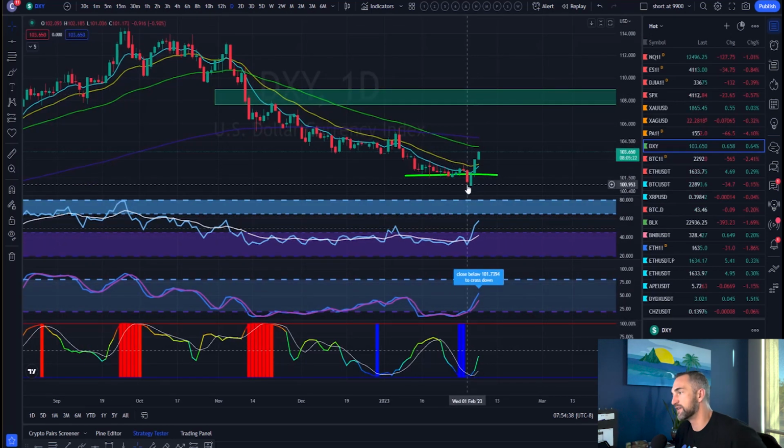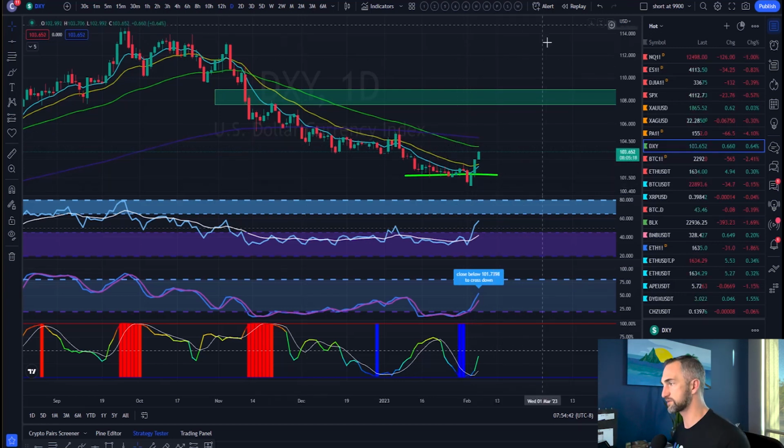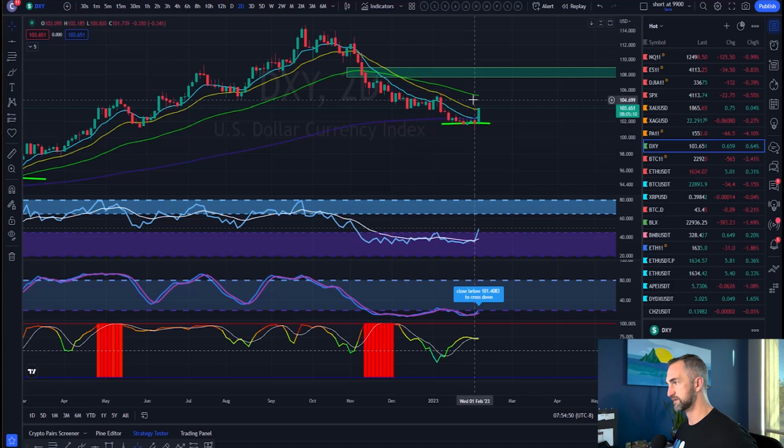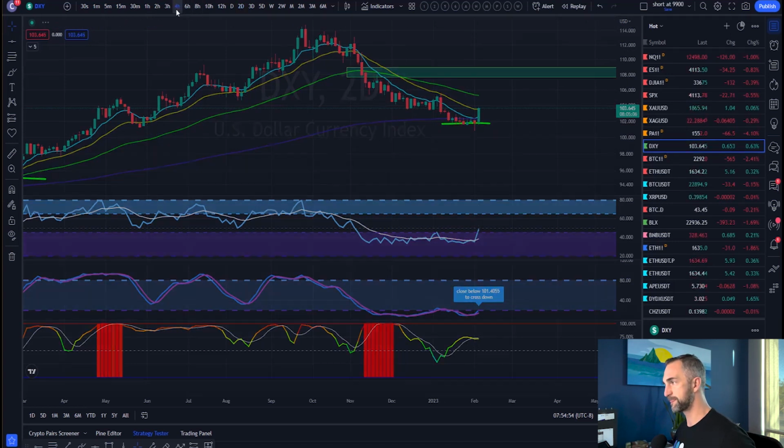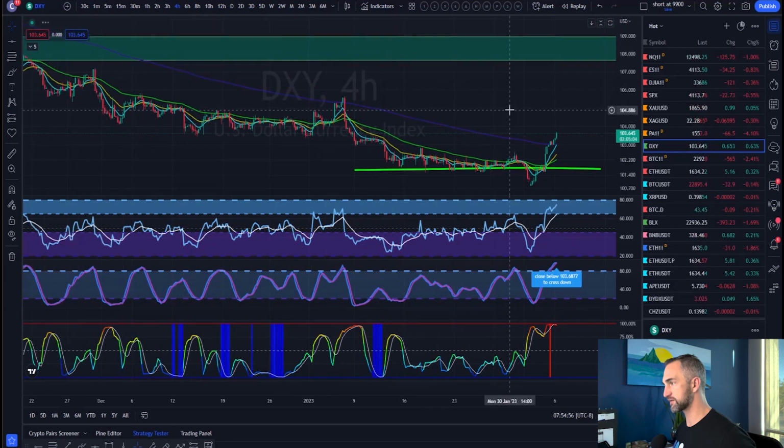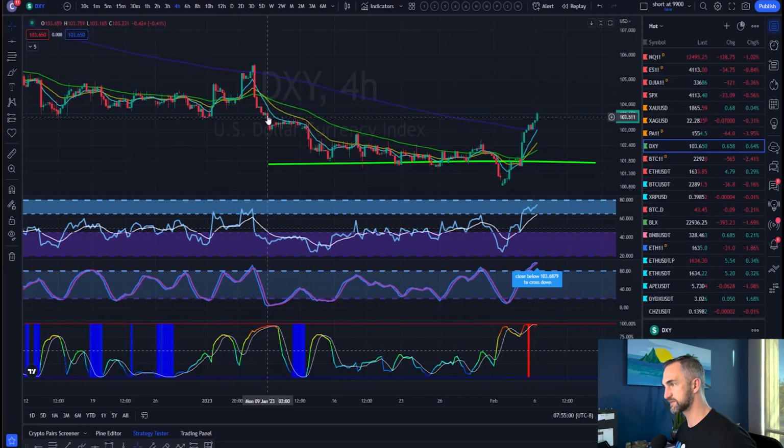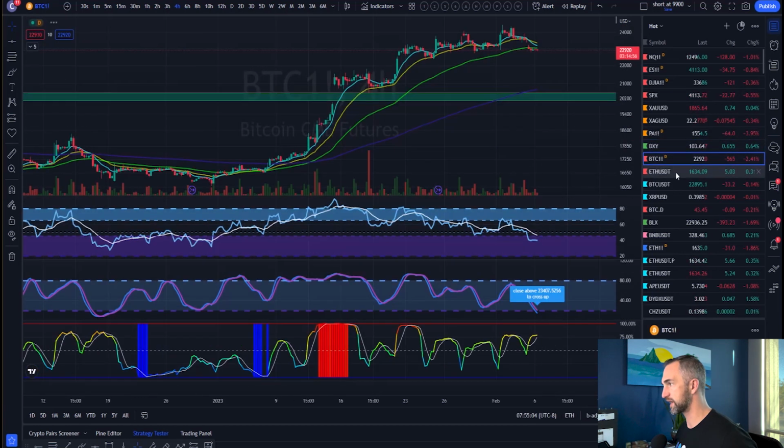And very similarly here, this is like, I think they call that the three little soldiers. If we close the day, anything like that, I would expect one more day continuation to the upside. 2-day, the green 55 coming in play at 105.19. And as the dollar rallies upwards and onwards, you'd expect risk assets to go down.